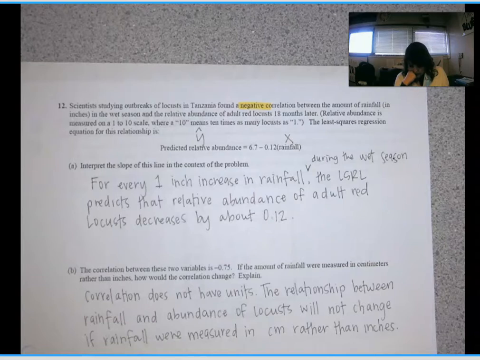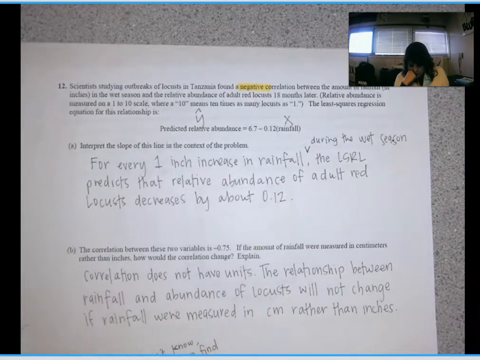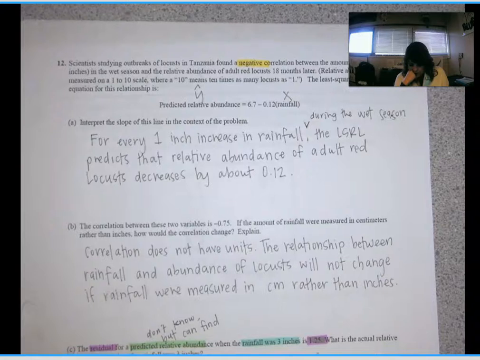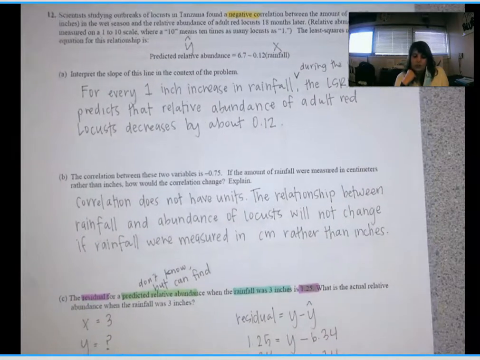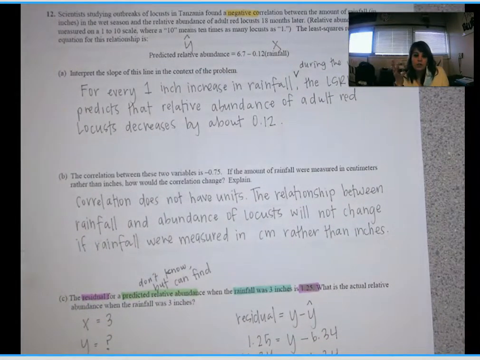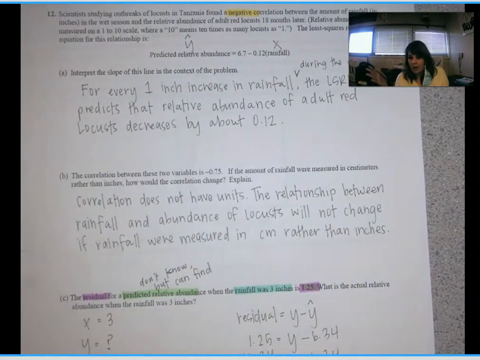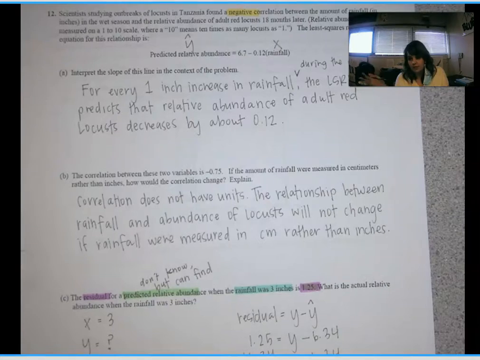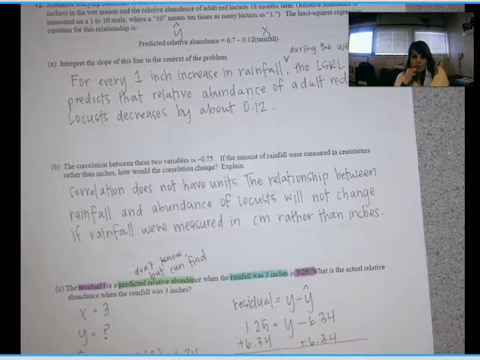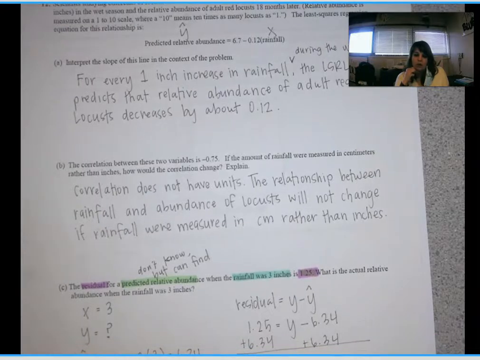B, they gave us the correlation. If the rainfall were measured in centimeters rather than inches, how would correlation change? Correlation would not change. The amount of rainfall is the same. The way you describe, or the measurement you describe the rainfall with, is different, but the amount is the same. So correlation does not have units. The relationship between rainfall and abundance of locusts will not change if the rainfall were measured in centimeters rather than inches.